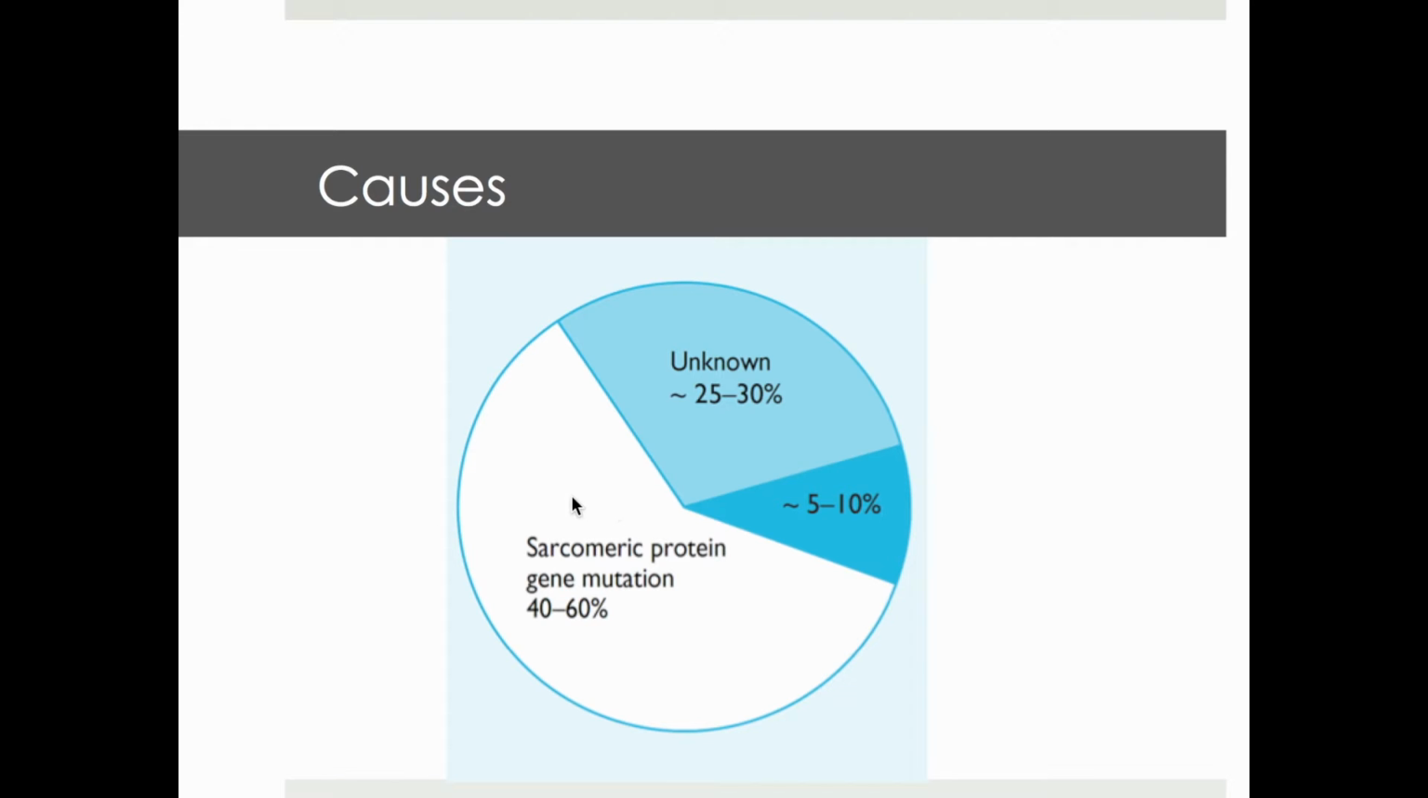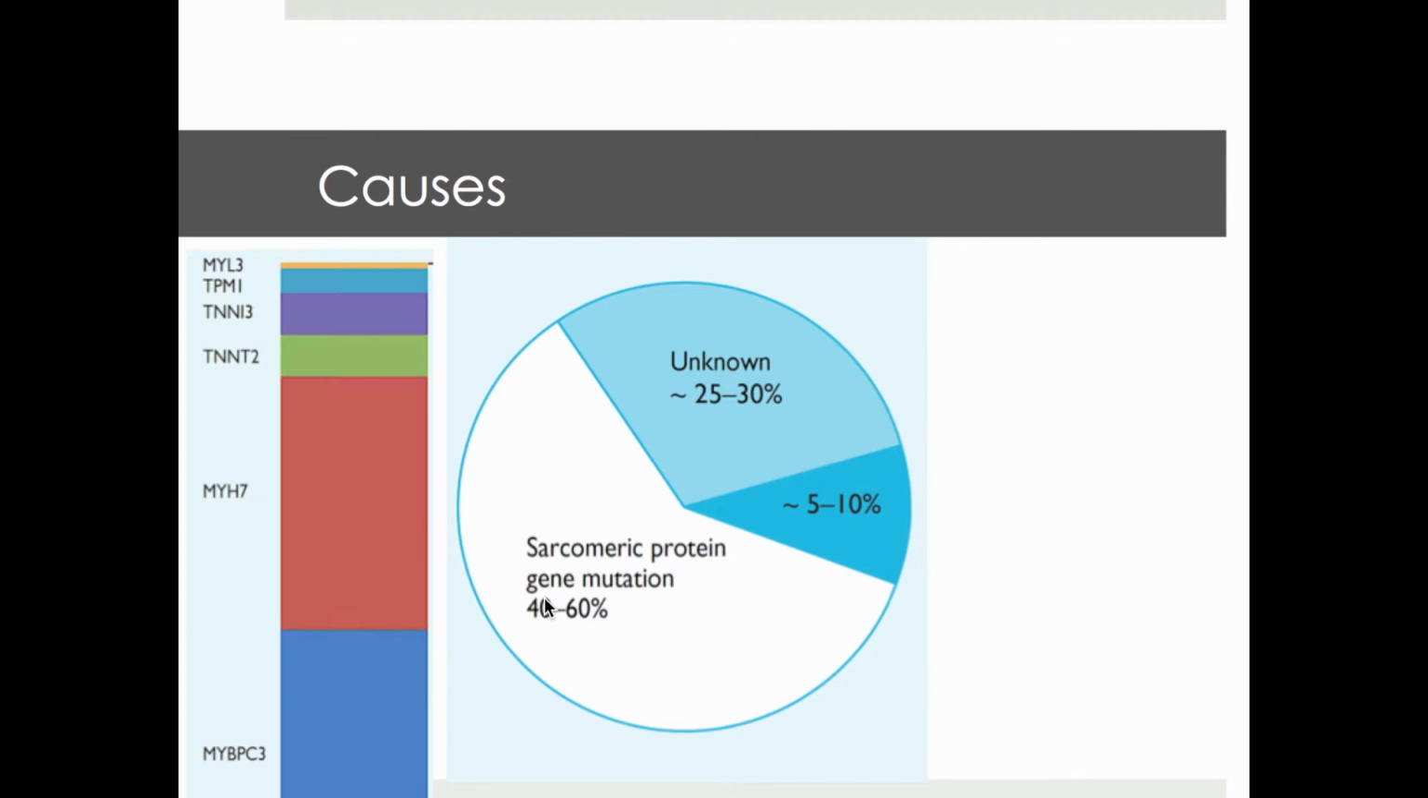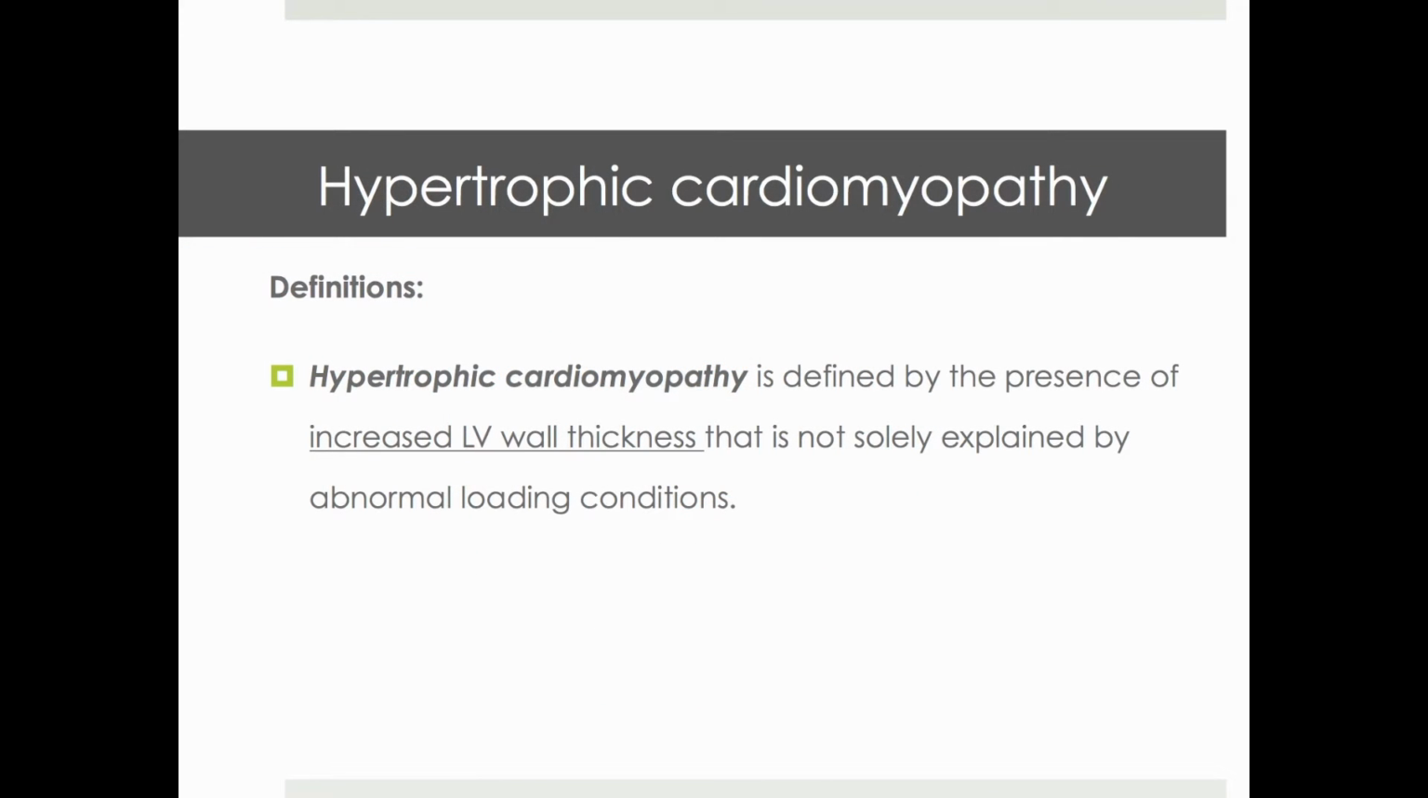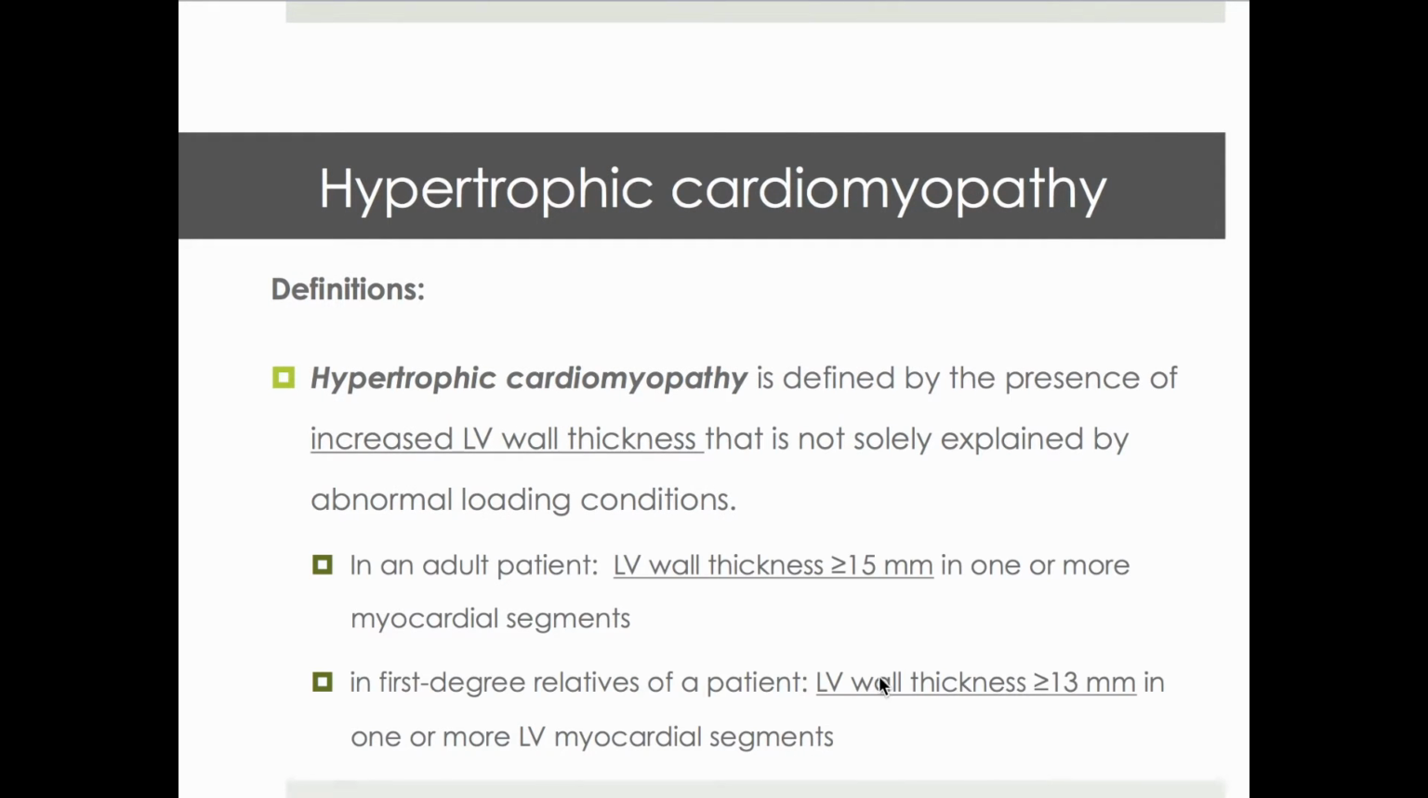The commonest include inherited gene mutations, encoding a number of myocardial sarcomeric proteins. Hypertrophic cardiomyopathy is broadly defined by the presence of increased left ventricular wall thickness that is not solely explained by abnormal loading conditions. The major diagnostic criterion in an adult patient is the finding of left ventricular wall thickness of equal or more than 15 mm in one or more myocardial segments. In first-degree relatives, left ventricular wall thickness of equal or more than 13 mm may suffice for diagnosis.